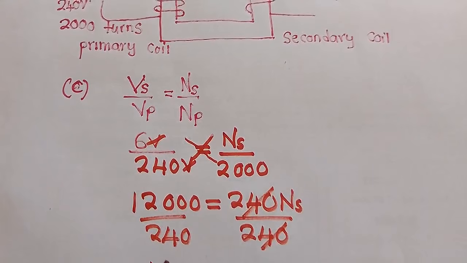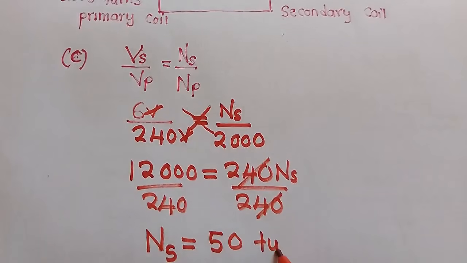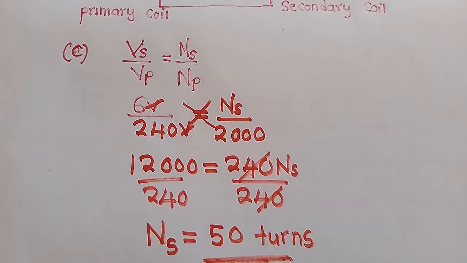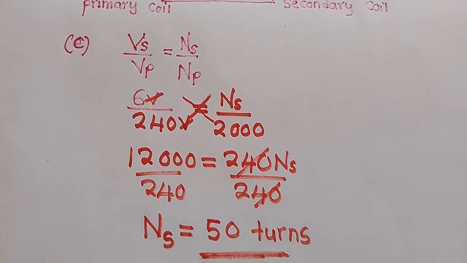You remain with the number of turns in the secondary equal to 12,000 divided by 240. What answer are you going to get? You're going to get 50. So we say 50 turns. This is our answer. This is how we need to answer that question. So just like this, you've answered that question.